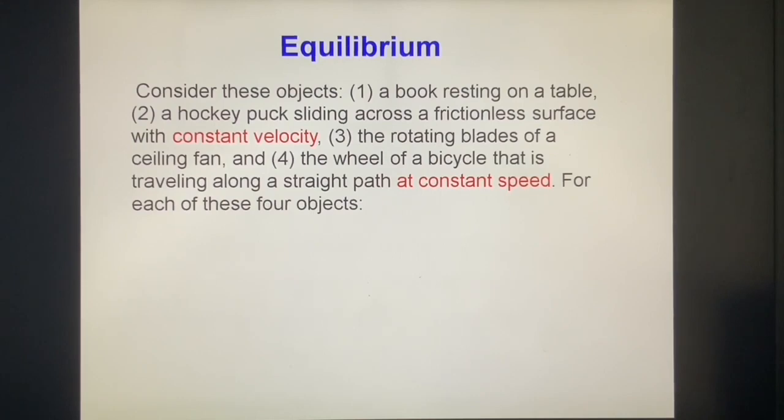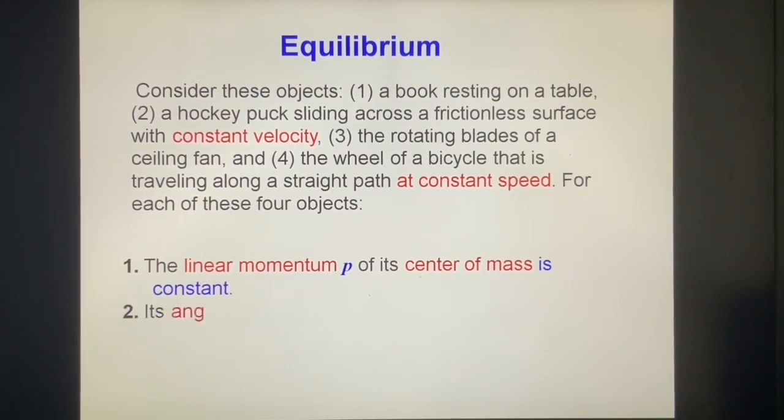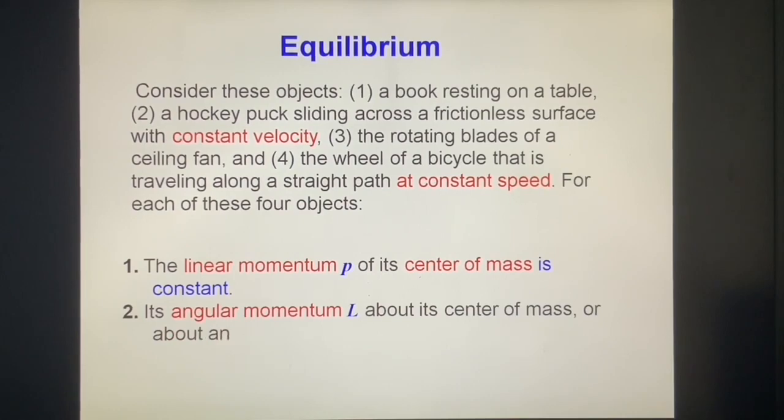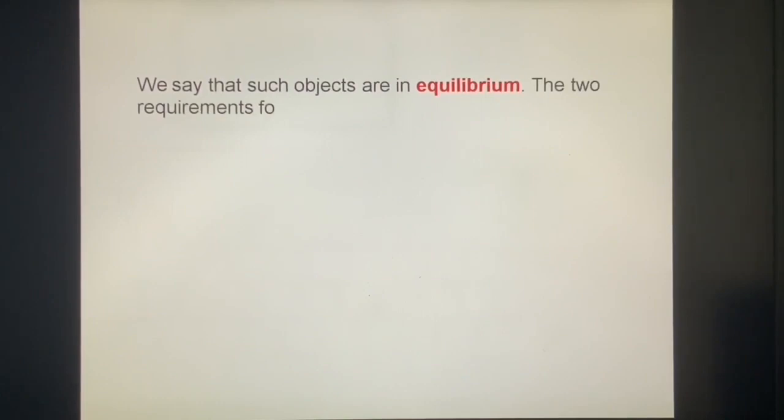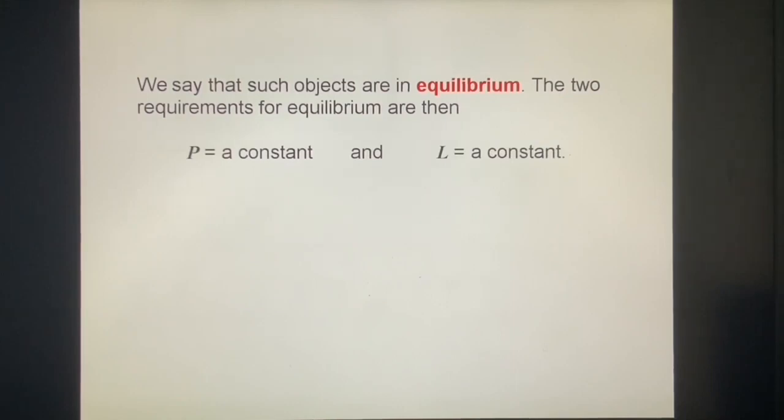For each of these four objects, 1. The linear momentum p of its center of mass is constant. 2. Its angular momentum L about its center of mass or about any other point is also constant. We say that such objects are in equilibrium. The two requirements for equilibrium are then that p is constant and L is constant.